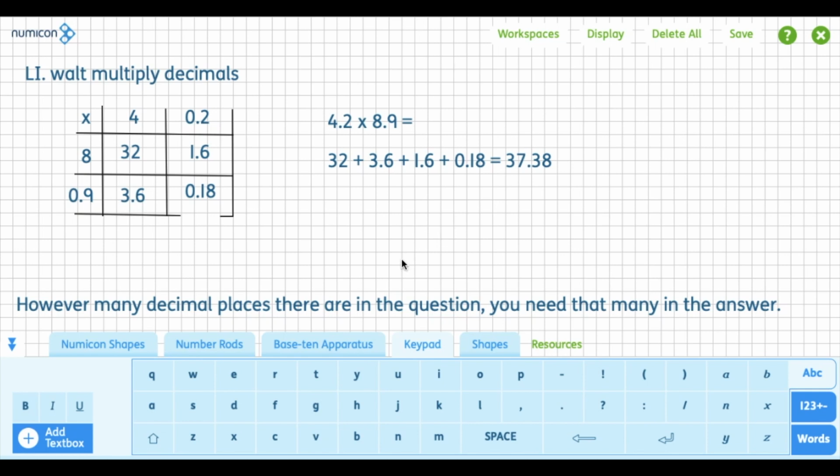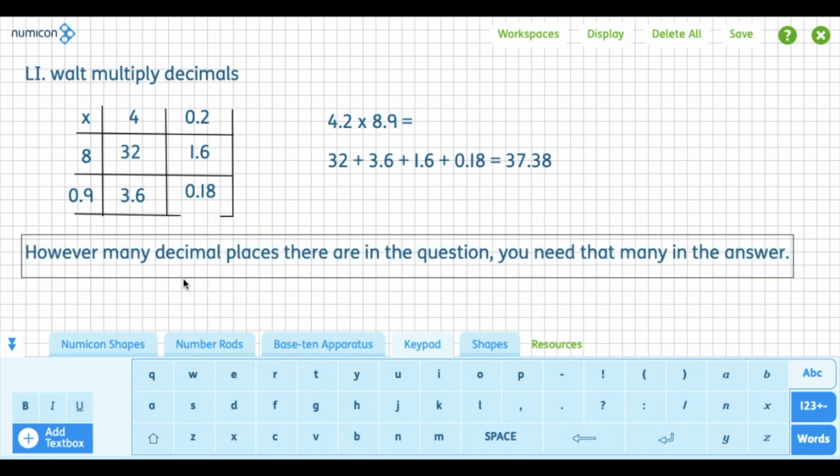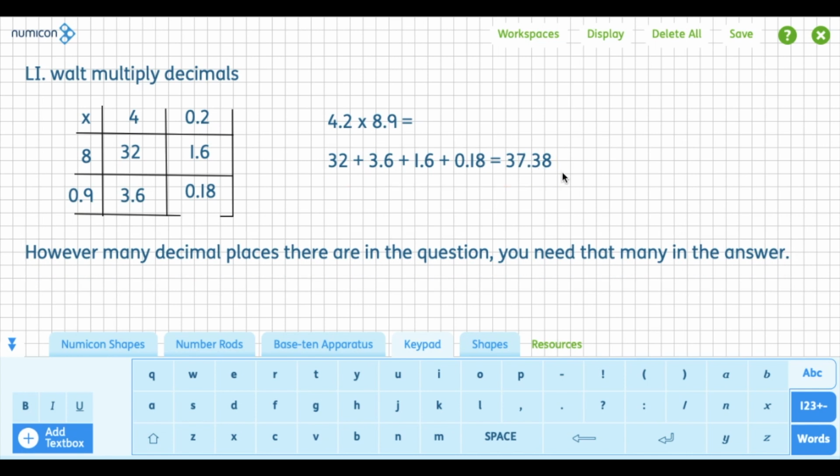All right, the takeaway from today, this is the most important bit. However many decimal places there are in the question, you need that many in the answer. And the same is true for the whole thing. So we've got 4.2 times 8.9. And again, we have a 2 here, that's 1 decimal place, and a 9 here, that's 2 decimal places. And look at that, I've got 2 decimal places in my answer.